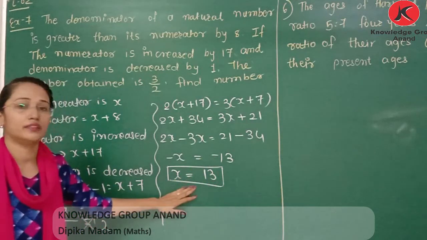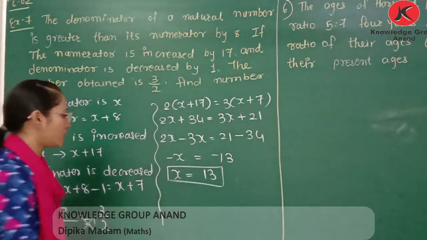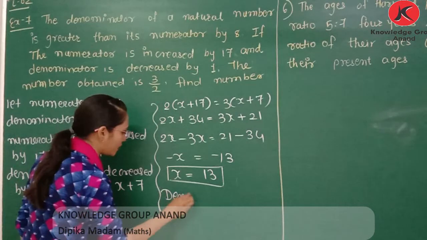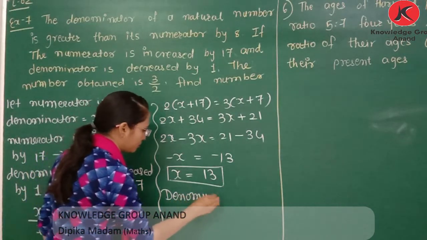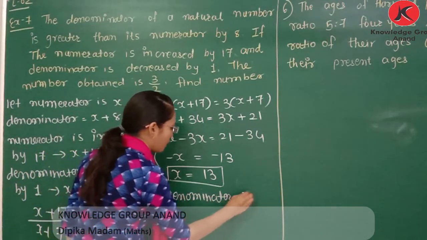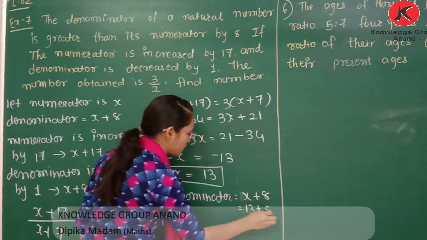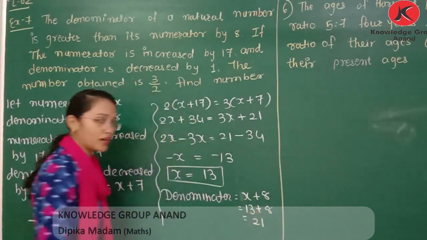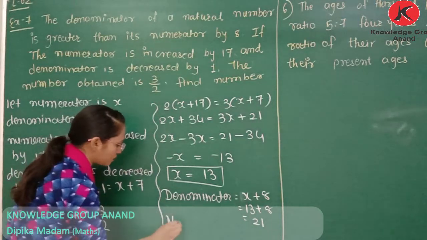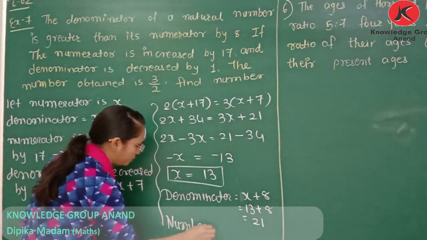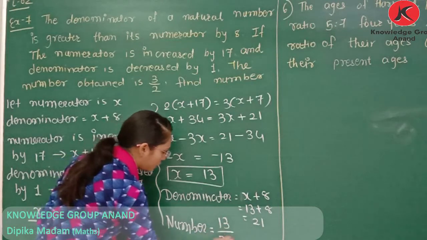Now what is x? That is the numerator, but you need to find the denominator, so the denominator will be x plus 8, that is 13 plus 8 is equal to 21. So our number is 13 by 21.